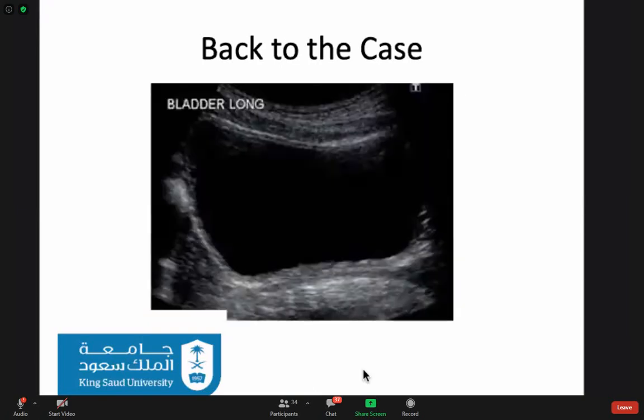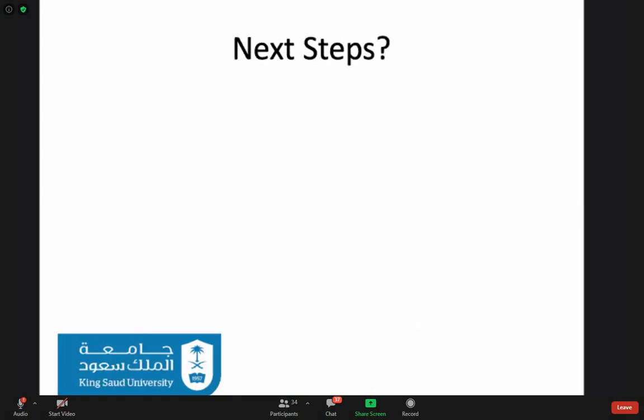And this is the last image of the FAST. So bladder image, which shows a full bladder, but she's fine in terms of no free fluid. So what's next? You send for the labs. What's an important thing that you have to send for this woman? Pregnancy test. Yes, any woman of childbearing age, regardless of sexual activity in a trauma case, especially if they're unconscious, you have to send for a pregnancy test.